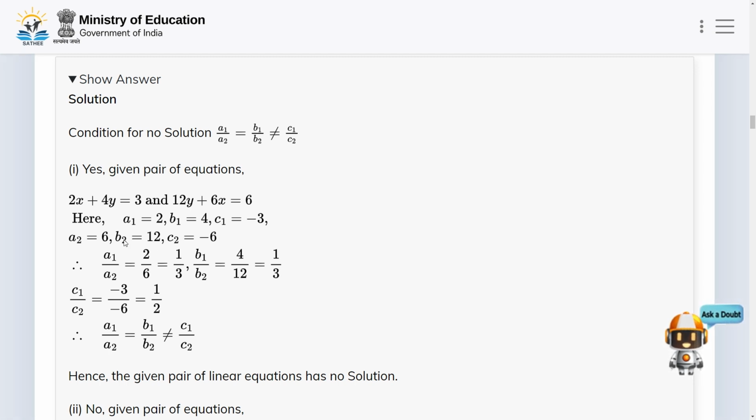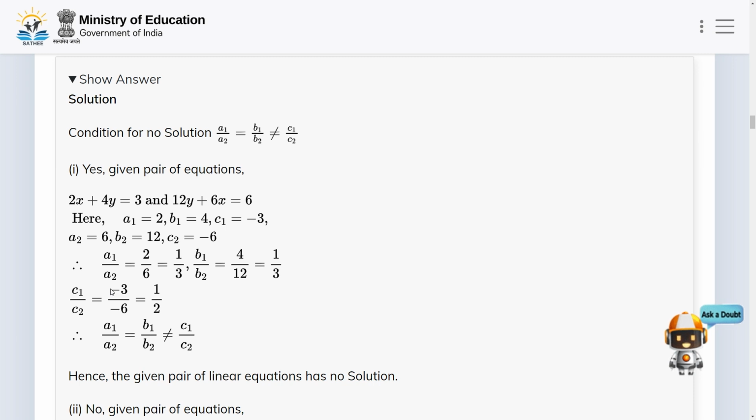Here a1 by a2 is equal to 2 by 6, that is equal to 1 by 3, and b1 by b2 is equal to 4 by 12, which is equal to 1 by 3. And c1 by c2 is equal to minus 3 by minus 6, which is equal to 1 by 2. So you can easily see a1 by a2 is equal to b1 by b2 but does not equal c1 by c2.